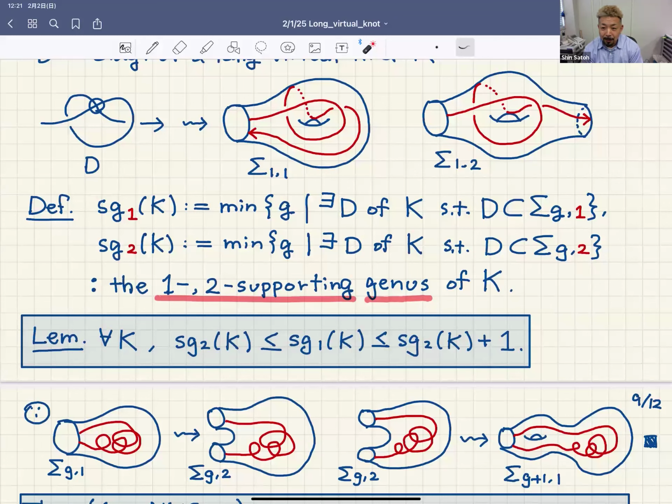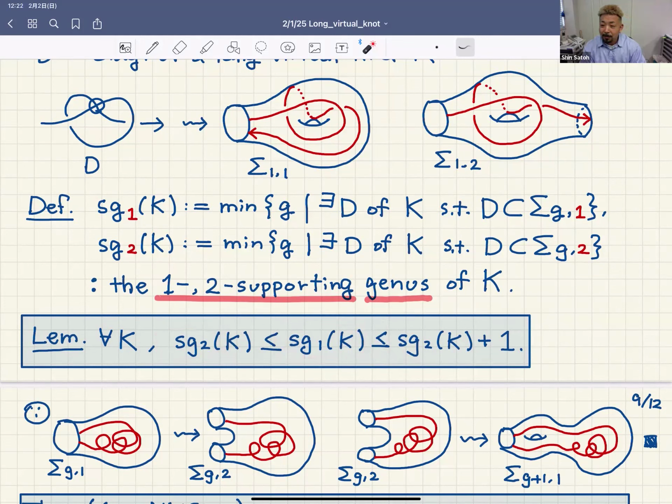Also, if a diagram lies on sigma G2 with two circles, then it lies on sigma G plus 1, 1, which induces this light inequality here. This lemma implies that the one supporting genus is equal to the two supporting genus or the two supporting genus plus 1.